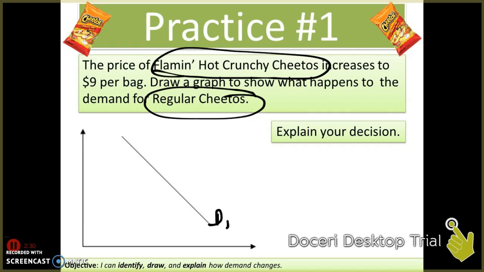So this is the original demand for regular Cheetos, but then what happens because of that price change of the other one? If the other one increases, we don't want to buy that one. We want to buy more regular Cheetos. So as a result, we're going to have a demand increase, and we show that with an arrow to the right. We draw another line, and we label it D2. And the explanation is going to be where we talk about a change in the price of substitutes.